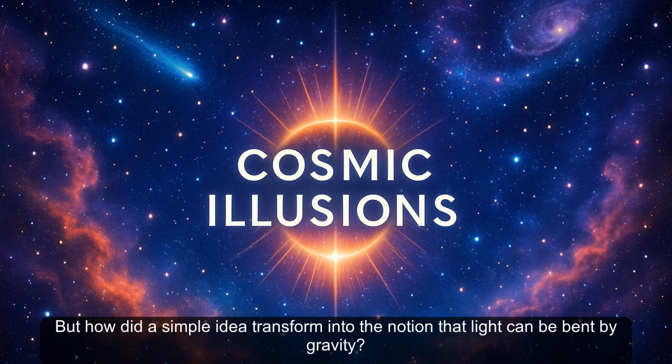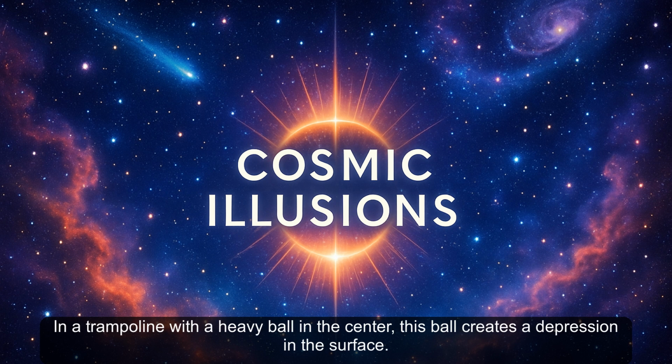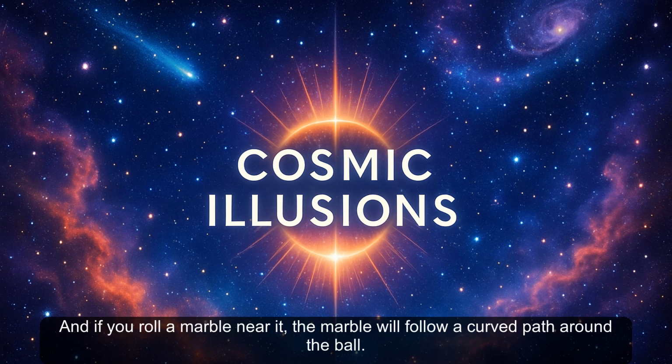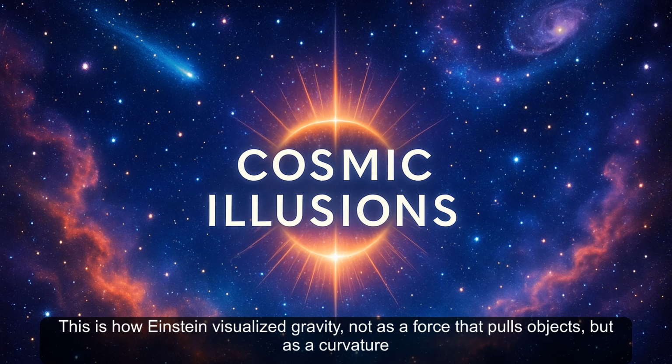But how did a simple idea transform into the notion that light can be bent by gravity? Imagine a trampoline with a heavy ball in the center. This ball creates a depression in the surface, and if you roll a marble near it, the marble will follow a curved path around the ball. This is how Einstein visualized gravity, not as a force that pulls objects, but as a curvature of space-time.